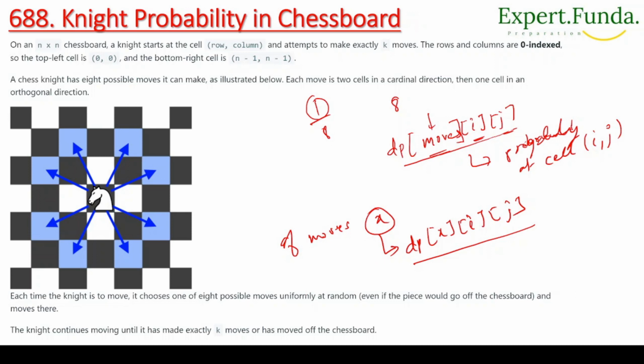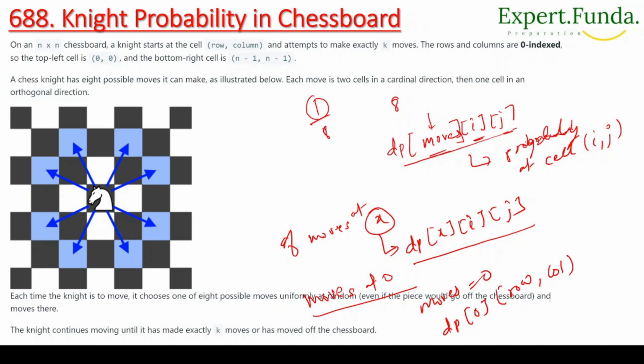Now if we talk about the base case in this move, we will take moves as 0. So moves at 0, moves at x, it was that. Now moves at 0 means here moves is 0, which means we are talking about dp at 0. So dp at 0 at some position, that is your row and that is the column. So he will be currently at this position.